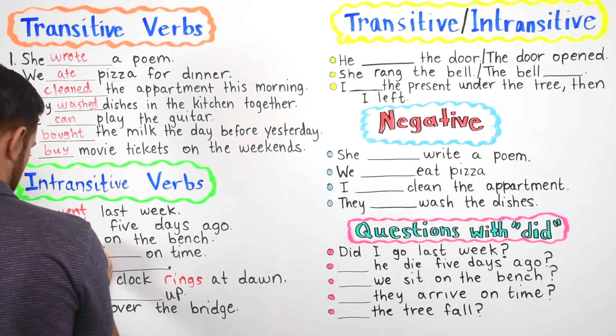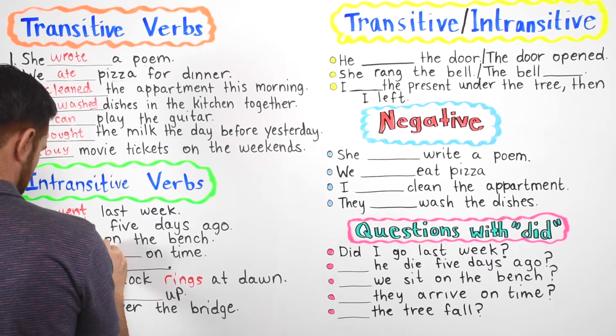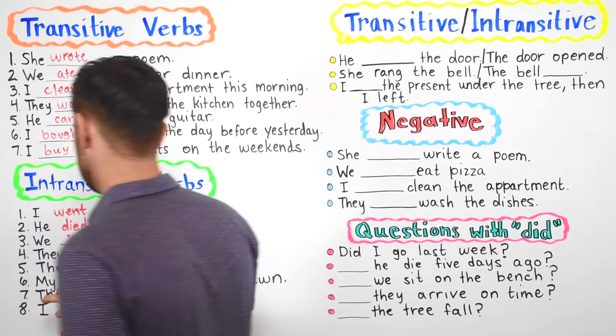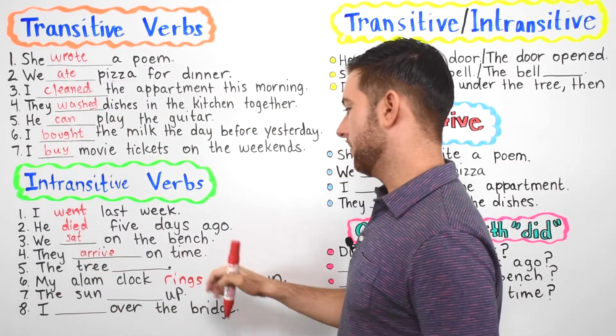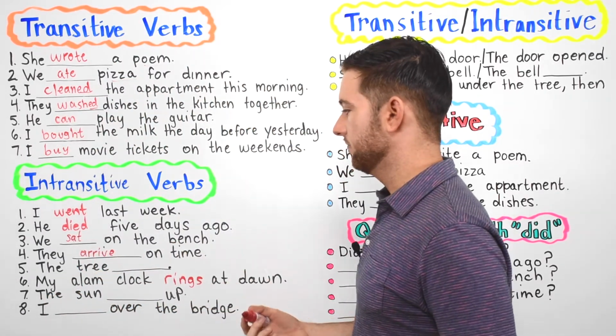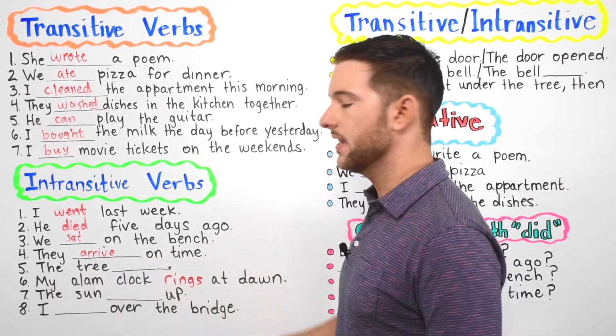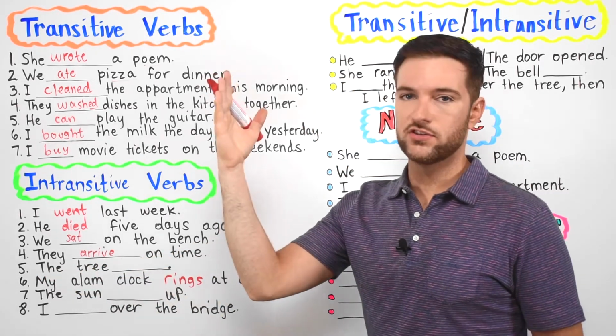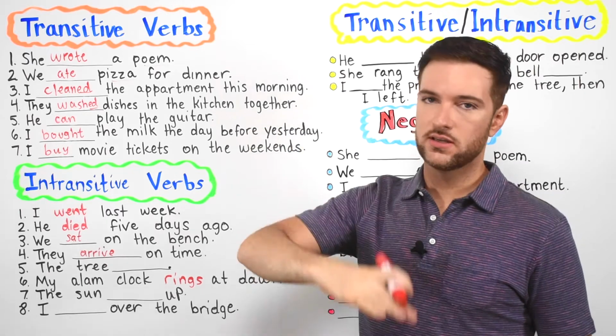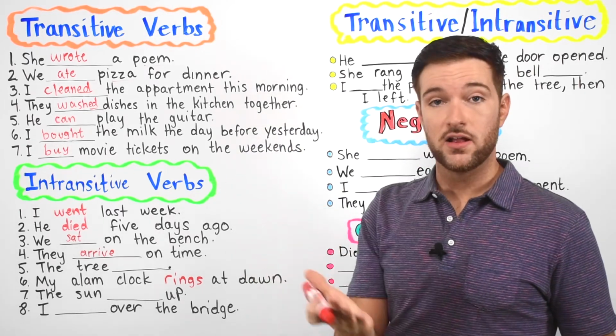So they arrive on time. Okay? So, ils arrivent à temps, right? They arrive on time. Number 5, the tree blank. Okay, so here you have a tree. The tree what? The tree came down. The tree fell, we could say.